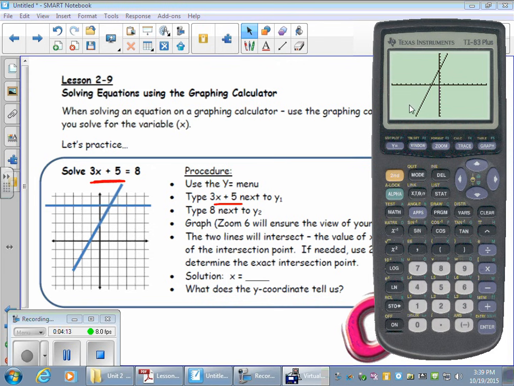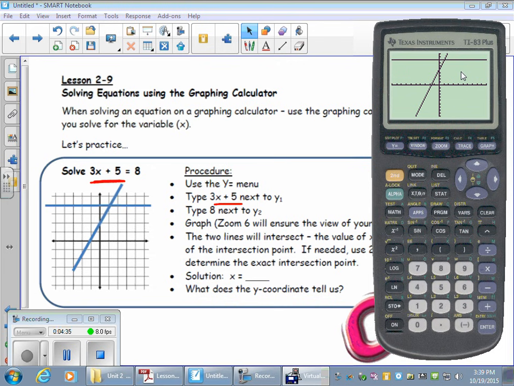All right, so I'm going to go back to y equals. And now I'm going to go down to Y2, and I'm going to type in the right-hand side of the equation, which in this case is just 8. Okay, hit graph again, and now you see I get another line. So the left-hand side of the equation gives me a line. The right-hand side of the equation gives me a line. Guess what the answer is? The answer is the point of intersection, all right?